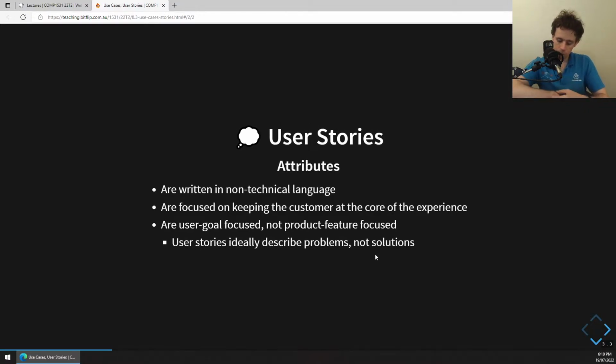Now, the way that user stories are written is, again, they're not meant to be legalistic. They're not meant to be technical either.